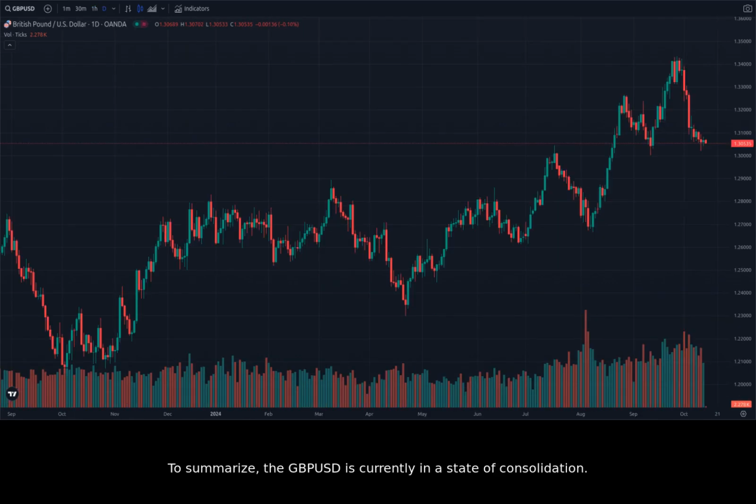To summarize, the GBPUSD is currently in a state of consolidation. The daily chart suggests support around 1.2800 and resistance around 1.3200. The 1-hour chart shows a consolidation range between 1.3050 and 1.3150. The 15-minute chart indicates a volatile market with short-term reversals. A breakout above 1.3150 on the 1-hour chart could signal a bullish trend. A breakdown below 1.3050 on the 1-hour chart could signal a bearish trend.